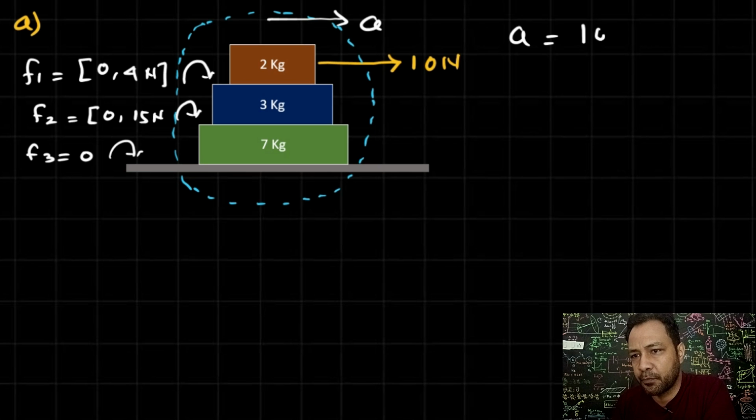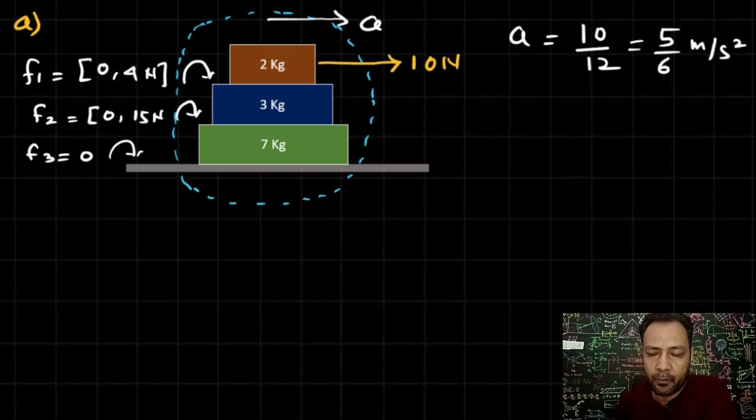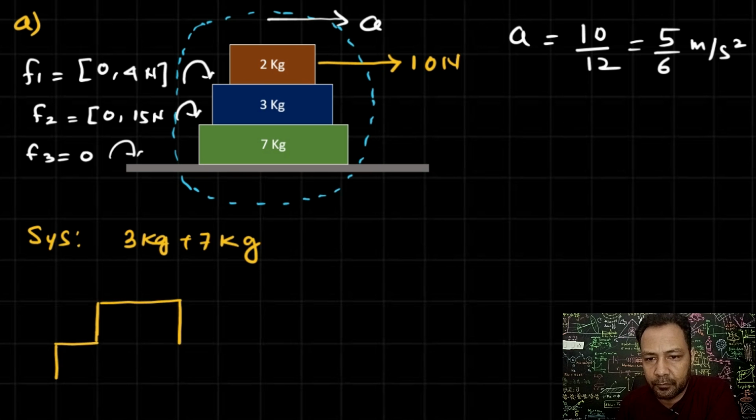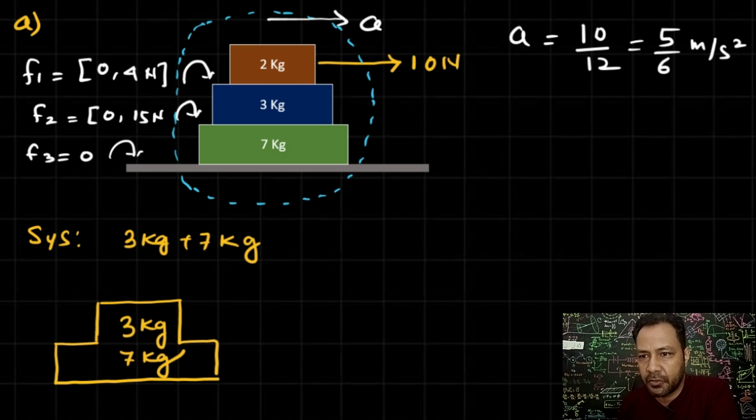Net force is 10 Newton and the total mass of the system is 7 plus 3 plus 2, that is 12 kg. And obviously there is no friction from the ground, so 10 Newton is the net force. So the common acceleration, if they move together, would be 5 by 6 meters per second squared. Now we'll take 2 blocks at one time as a system. So we take 3 kg and 7 kg as one system. Since the whole system is moving with a common acceleration A equal to 5 by 6, this part should also move with the acceleration 5 by 6 meters per second squared.